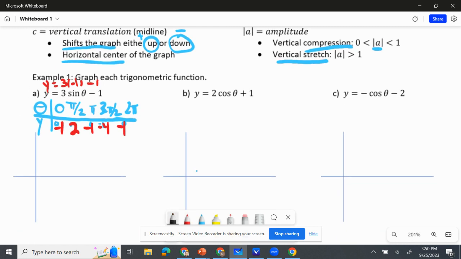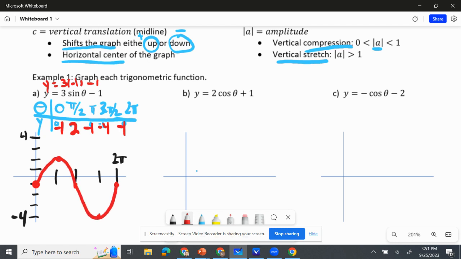So when we're looking at this, we're going to label our graph. We're going to make sure that it ends at 2 pi, and then I'm going to go up 4 and then down 4. And I plot my points. So I have 0, -1. I have 2. I have back to -1, and then -4, and then back to -1. So this right here is my graph.